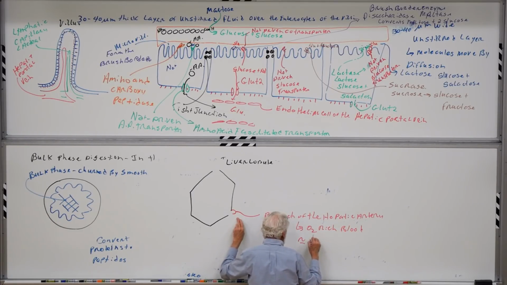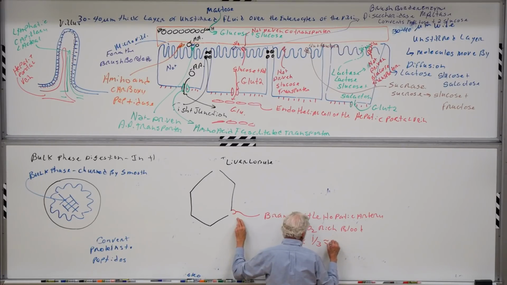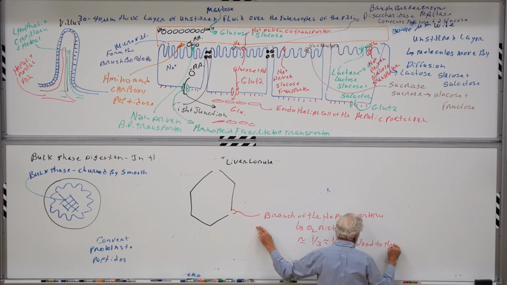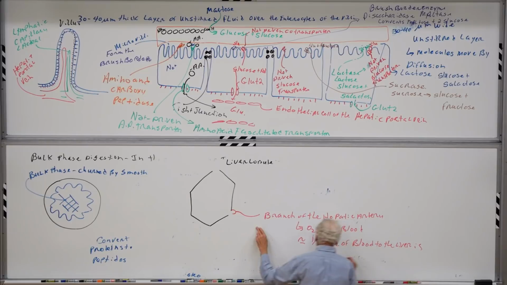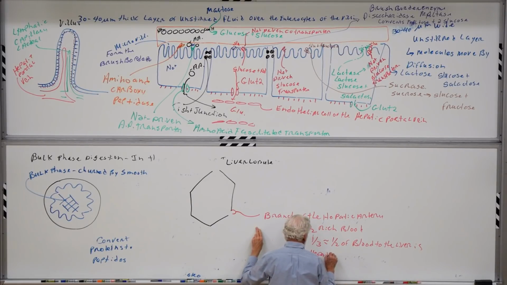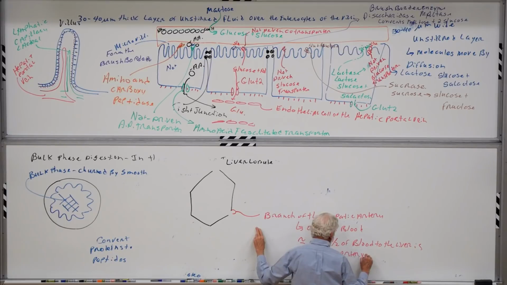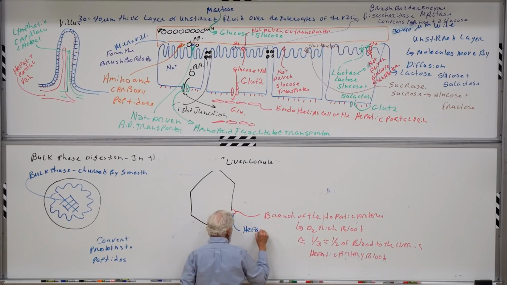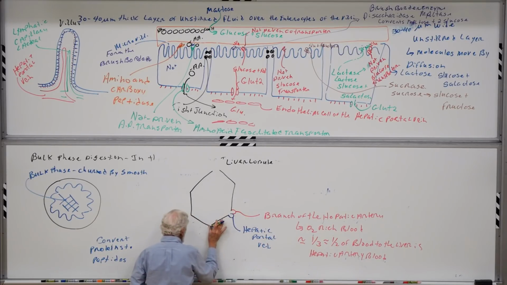And something like about a third to maybe as much as a half of blood to the liver is hepatic artery blood. But meanwhile, right at these vertices, I'm going to put this in blue, there's this structure, which is a branch of the hepatic portal vein. And at each one of these points, we have the same pattern.